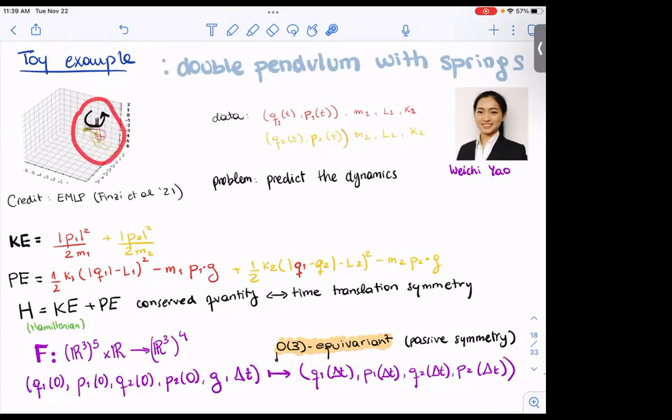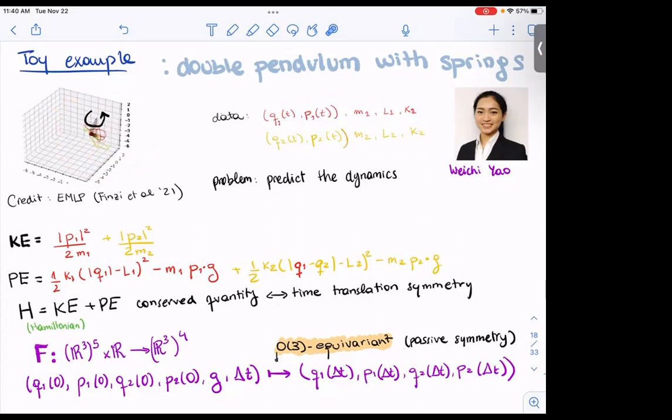So this system is symmetric with respect to rotations in the XY plane, but it's not symmetric with respect to rotations in the Z axis, because the gravity changes how the dynamics would be if I do a rotation in the Z axis. However, if I add the gravity vector as an input vector to my system, then I get a full O3 equivariance symmetry.